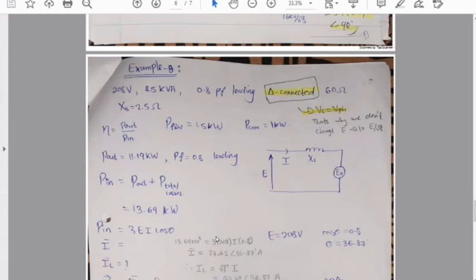So delta connected means that your VL is actually equal to your V phase. And that's why we don't need to change the E that is given to us into per phase. Everywhere else we were changing it to per phase by dividing it by square root of 3. So here we don't have to do that. And I think that was the trickiest part in this question.